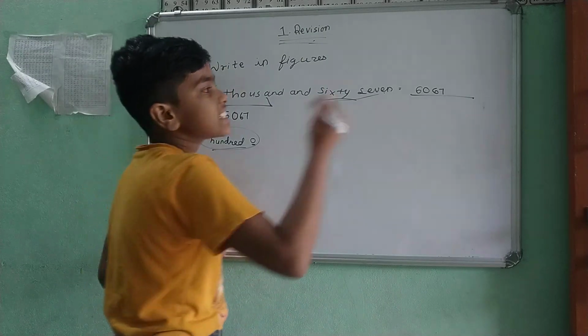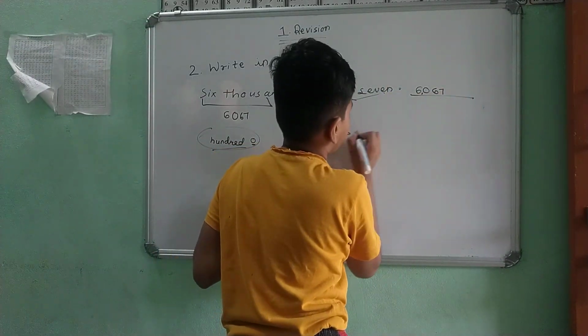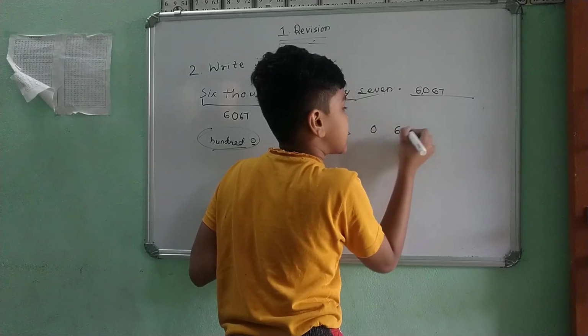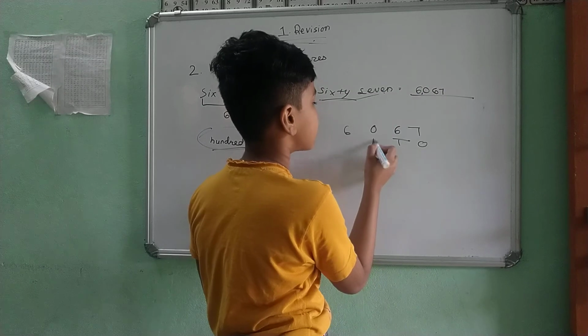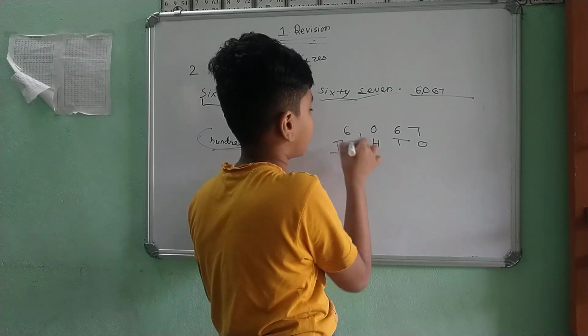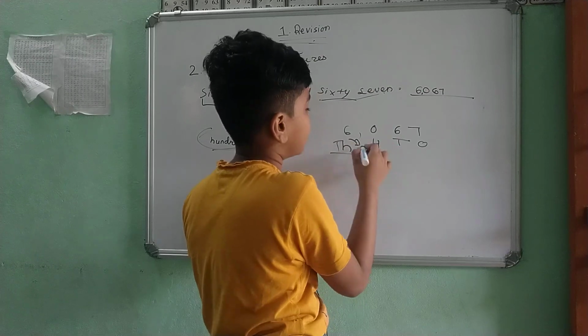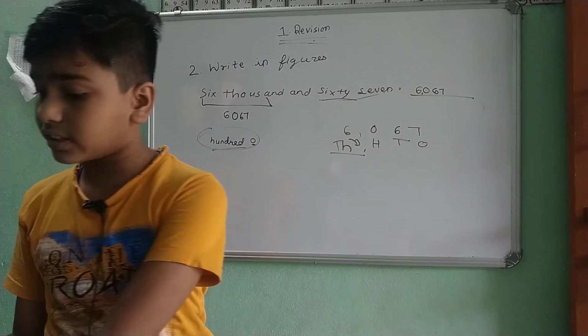Now what you have to do is place the comma. 6067. Where to place the comma? This is the ones place. This is the tens place. This is the hundreds place. Here will be the comma, because this is the 1000 place. Before the 1000 place, there's always a comma. So this is the first one.